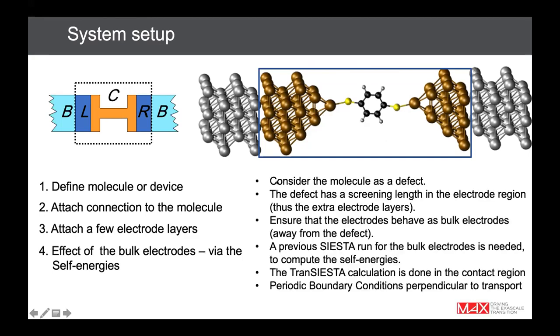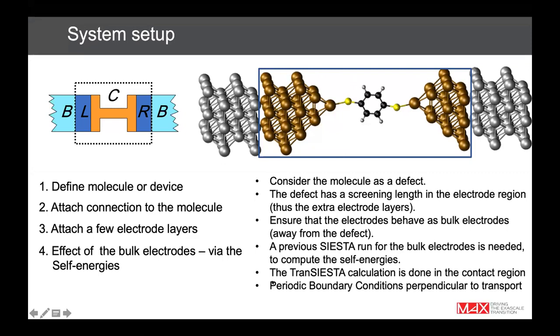So again, wrapping up, you need to consider the molecule as a defect, in the sense that this defect has some effect in the electronic structure of the left and the right leads. And you have to make these regions in the left and right large enough so that all this screening is taken fully into account in this region. So you have to ensure that the electrodes at the left and the right behave really as bulk electrodes. You need a previous siesta run to compute the bulk electrodes and the self-energies. And then the TranSIESTA calculation is done by inverting the Hamiltonian in this region of space only. So that's a finite size region.